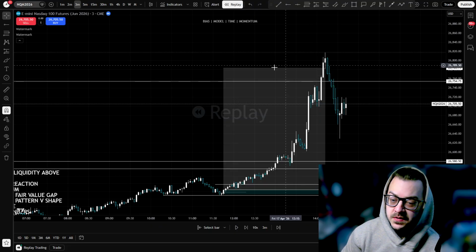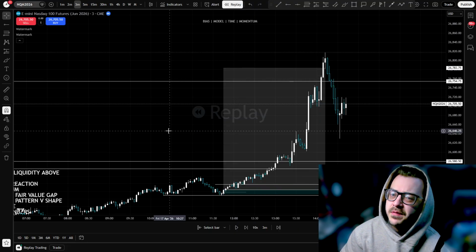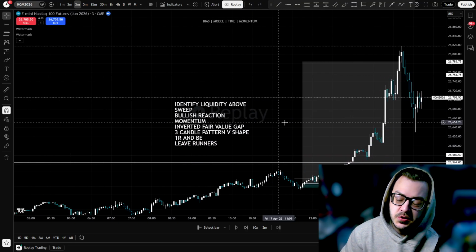Made over $1,000 on this trade per account, so I think I made 5,200 or something across the 5 accounts. And you can see this was extremely simple.